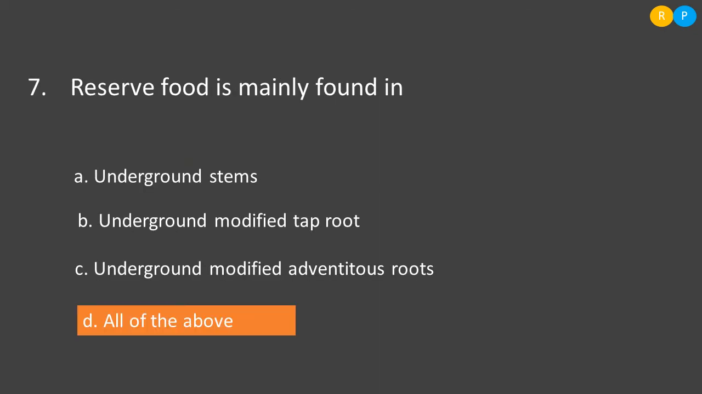Yes, the seventh question is: reserve food is mainly found in. Plants store food material in the form of starch. Clear. So in which part of the plant can we see that reserve food material? In some plants the stem stores food by modifying, and in some the root is modified for the storage of food material. Clear, right? Like this, different modifications can be seen in different kinds of plants for the storage of food.